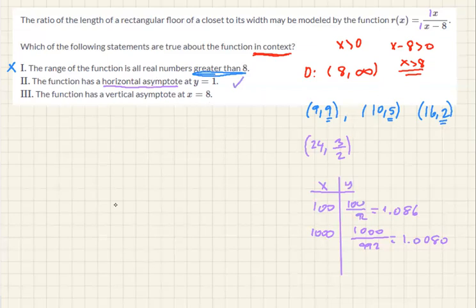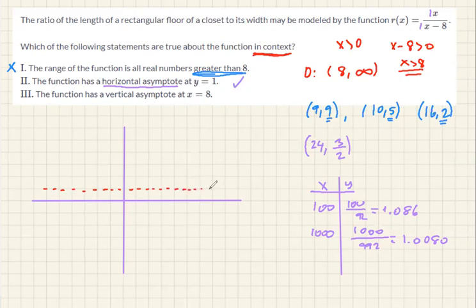So let me draw that. I will have something like this. So the line that will pass through is y equals 1, right? So this is my horizontal asymptote, meaning that my graph shouldn't be touching this one. It will be getting closer to this one, okay? So y equals 1. That's my horizontal asymptote.